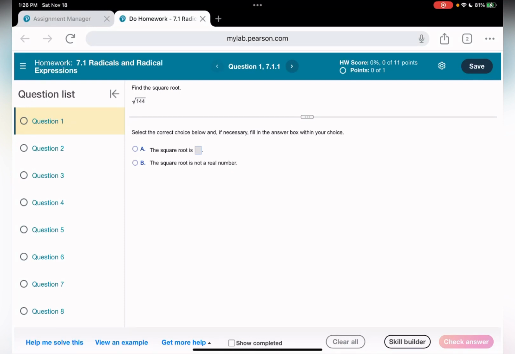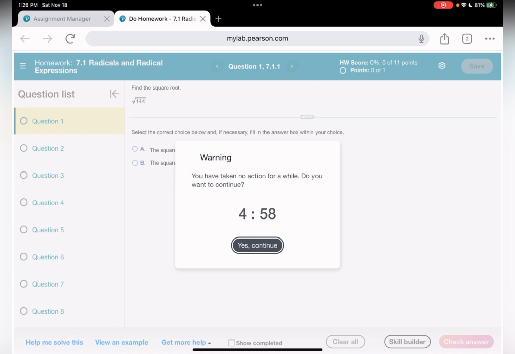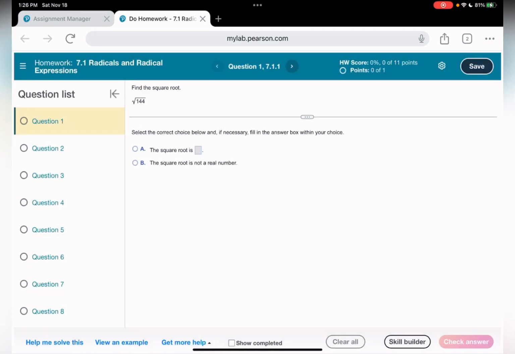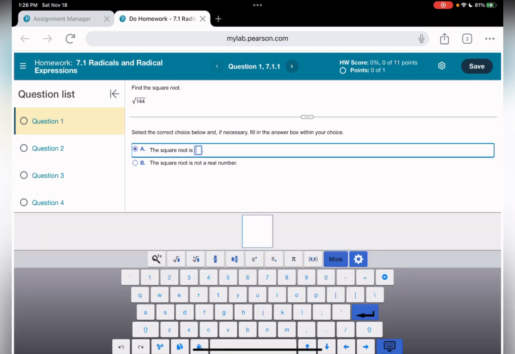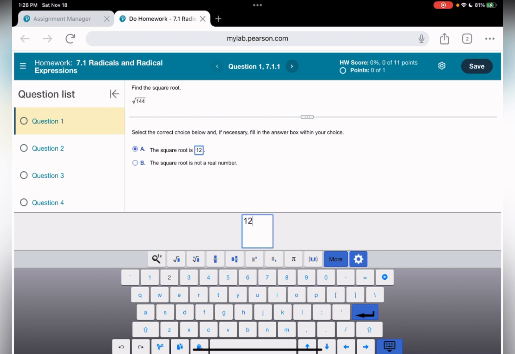Hello everybody, we are going to work on chapter 7.1, which is radicals and radical expressions. So what do we have? Question number 1, square root of 144. Square root of 144 is 12. I already know by heart because I used it so many times. But you can use your calculator, put in square root of 144 and get the answer.